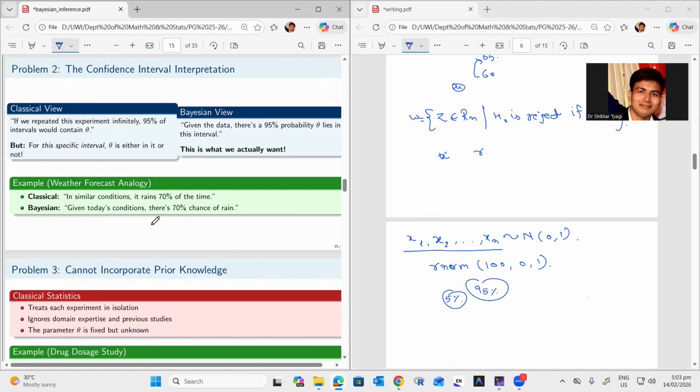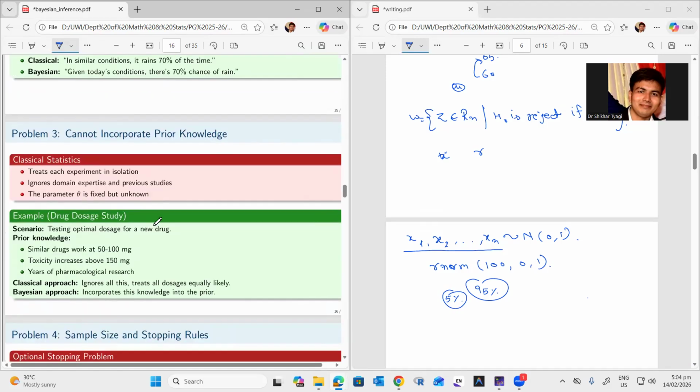All right, for example, in the weather forecast analogy, what is the statement in the classical estimation theory? In similar conditions, it rains 75% of the time. But in the Bayesian, what should be our statement? Given today's condition, there is a 70% chance of rain. That is basically the difference between classical estimation theory and Bayesian estimation theory.